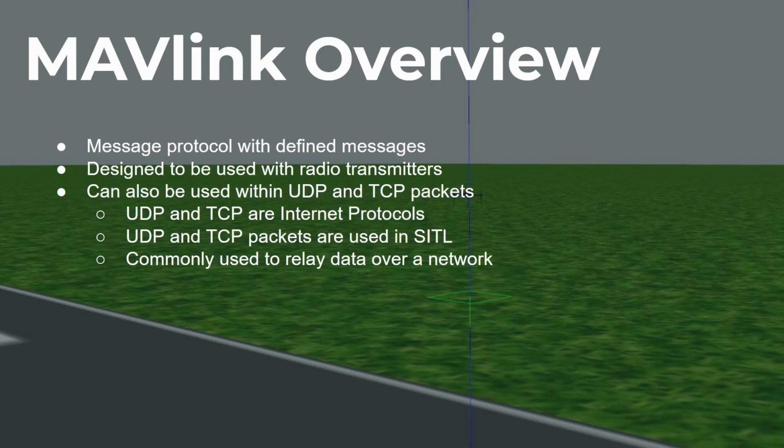If you're not familiar with UDP and TCP, they are internet protocols that basically the whole internet is based upon. It is also common to have programs that take MAVLink streams that are coming over radios and then relay them over the internet using a UDP or a TCP MAVLink stream.